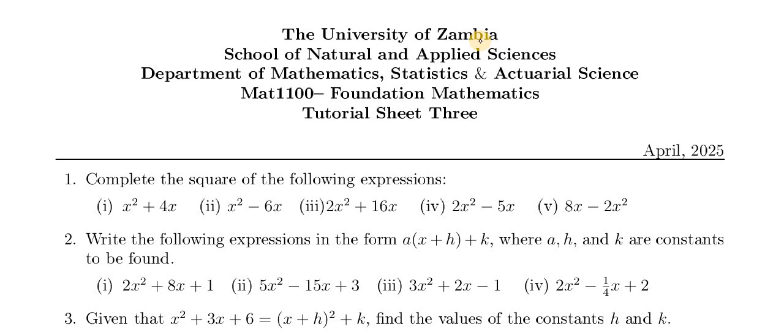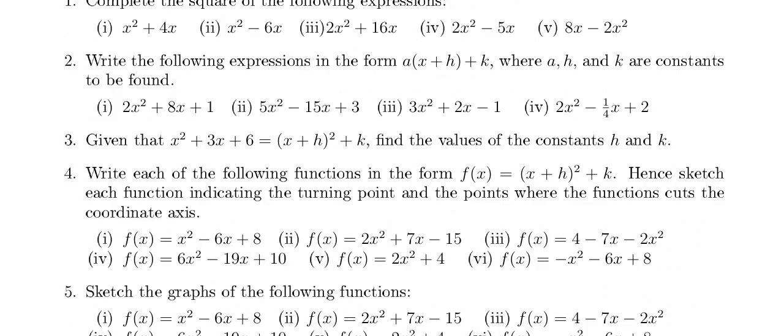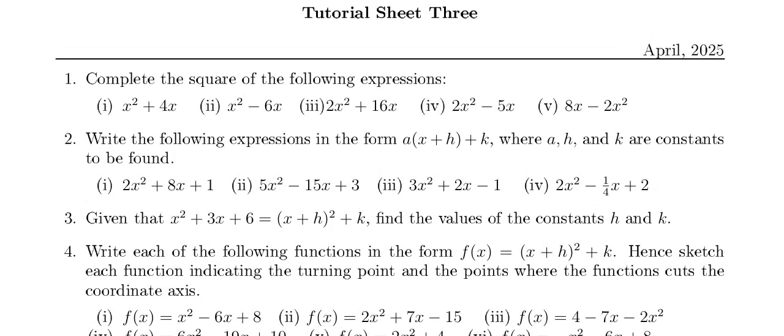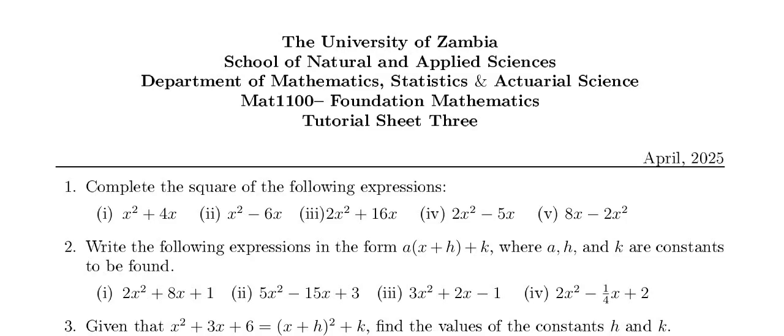We're going to be discussing tutorial sheet 3, Math 1100, and questions 1 to 5 are all about the same thing. Questions 1 to 5 just require us to complete the square first, and after completing the square, you should be able to sketch. There's a separate video if you want to learn how to complete the square, so here I'll just go directly into solving the questions. We'll start with question 1.